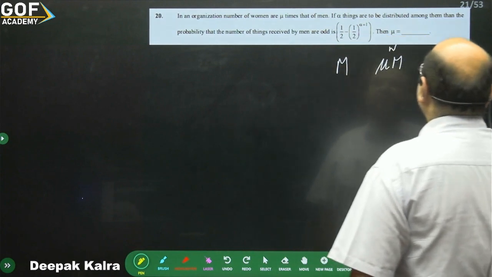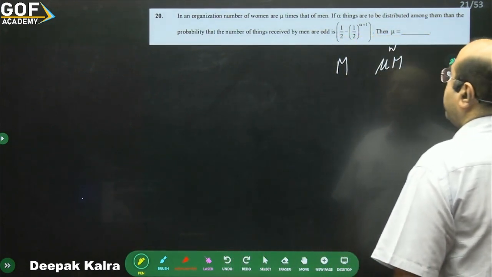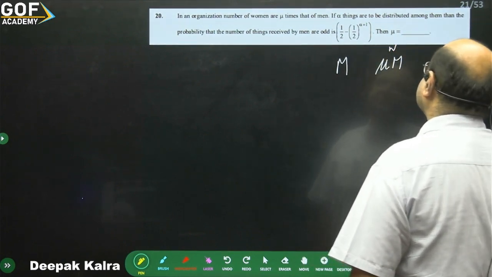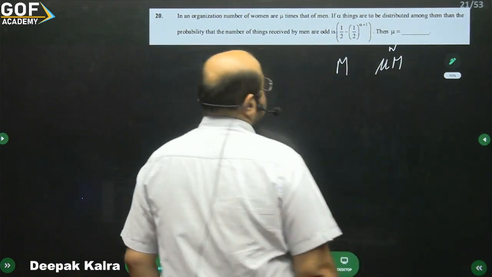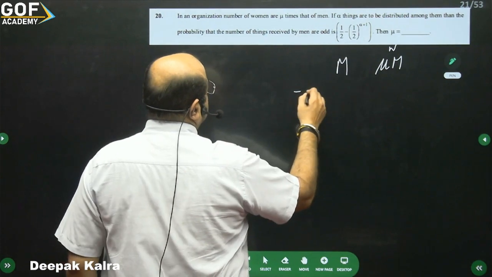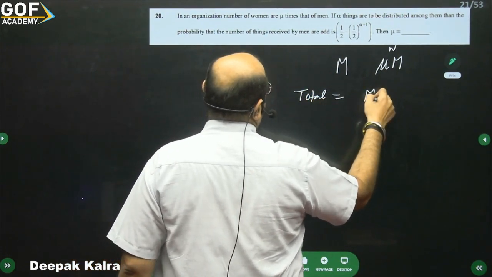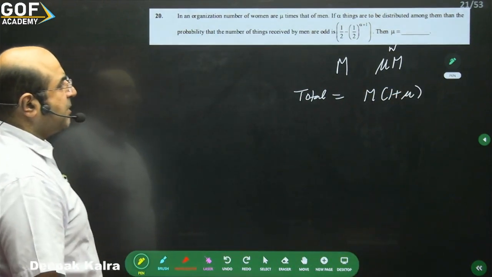Alpha things are to be distributed among them. Then the probability that the number of things received by men are odd is... so total persons are M plus mu M, these many persons are there.